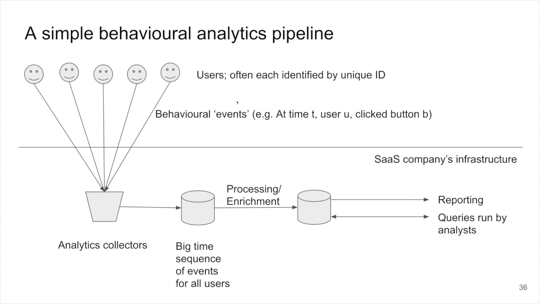So each log line typically records the who, what, when of an event. For example, a log line may encode that a user with ID U clicked button B at time T. Now, the SaaS service itself contains code that writes a log line on each user event. And it typically writes this log line just by calling a simple logging API on web services called analytics collectors.